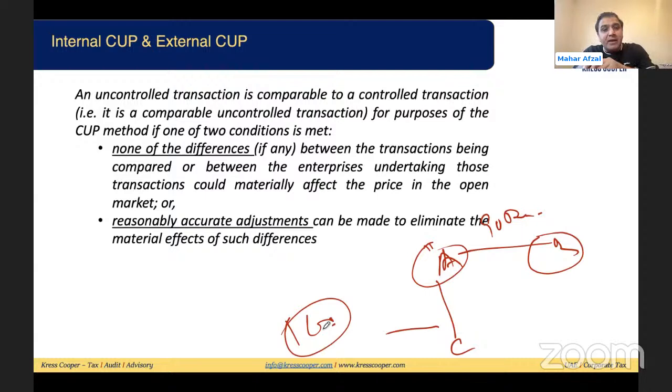This wording I have taken exactly from the OECD guidelines. Whatever they have written, an uncontrolled transaction comparable to a controlled transaction is a comparable uncontrolled transaction. Then for the purpose of the CUP method, if one of the following conditions is met, none of the differences, or reasonably accurate adjustments can be made.